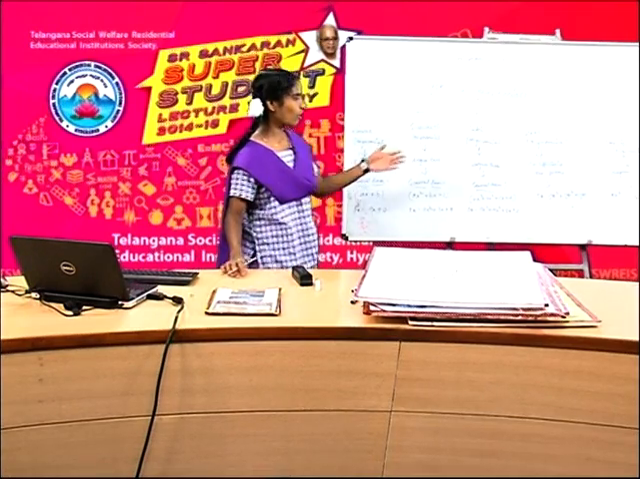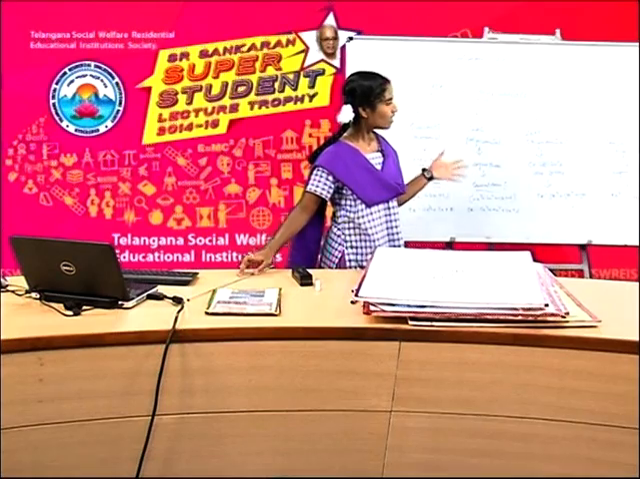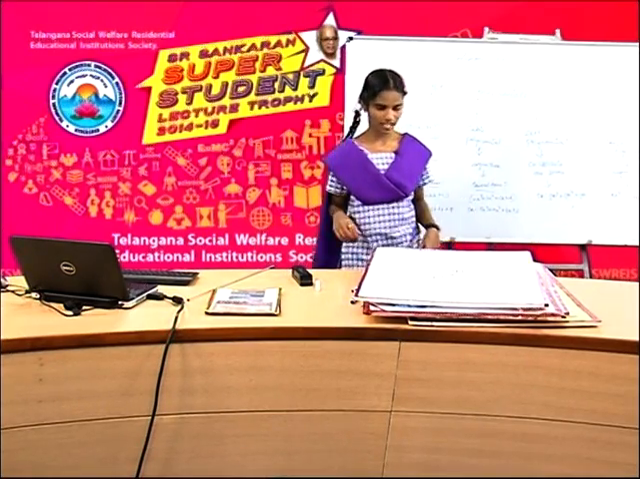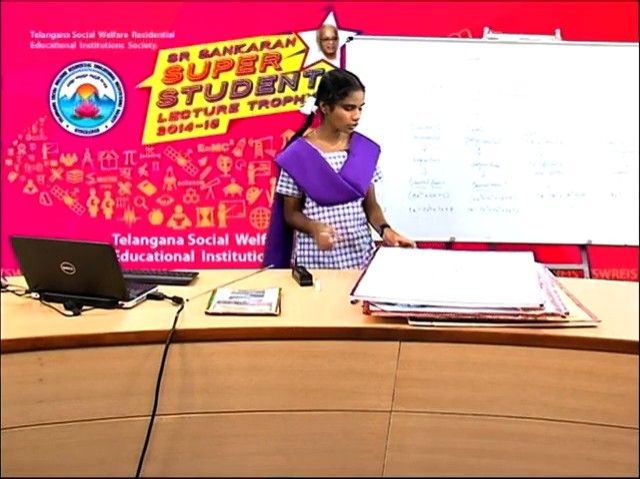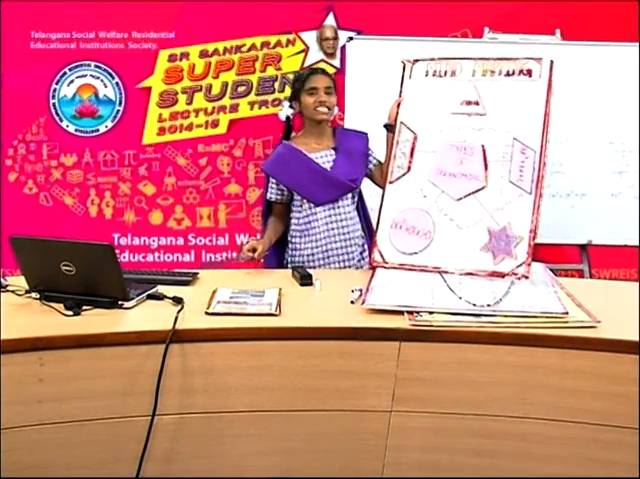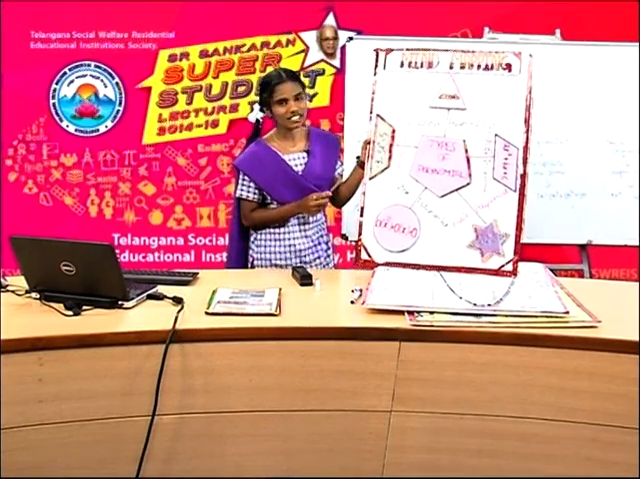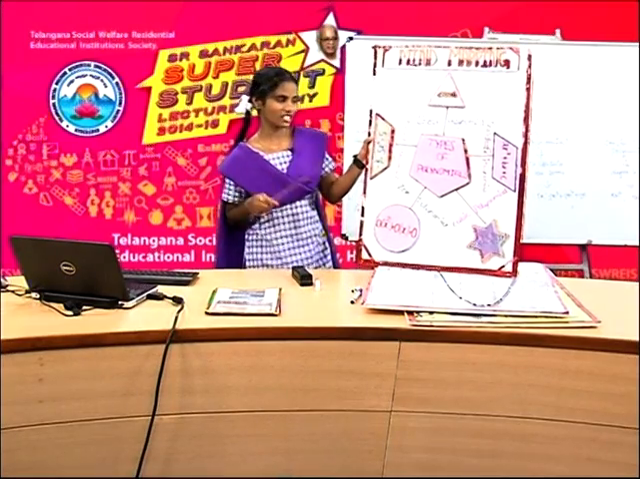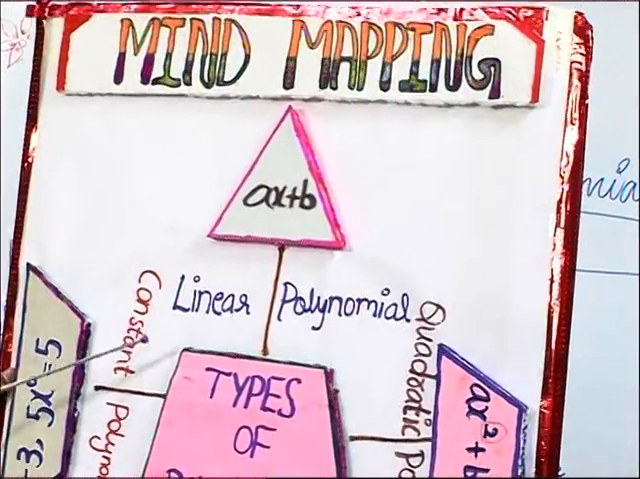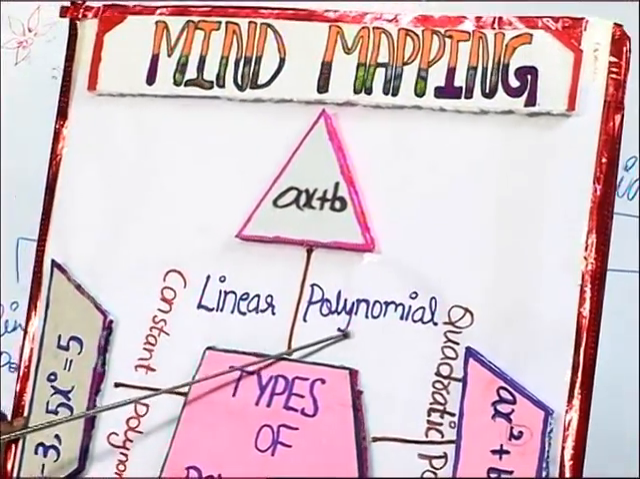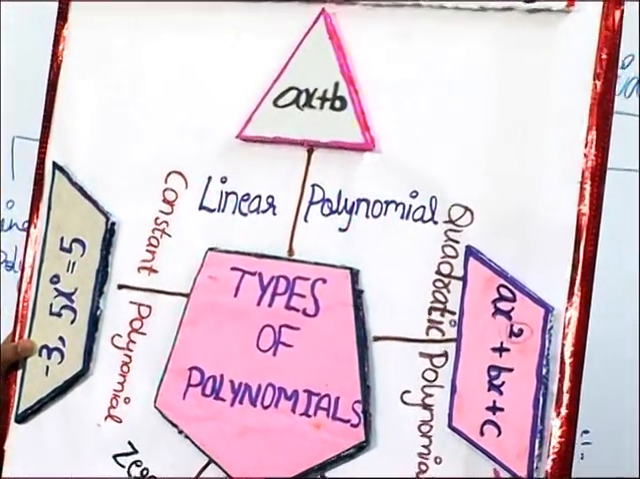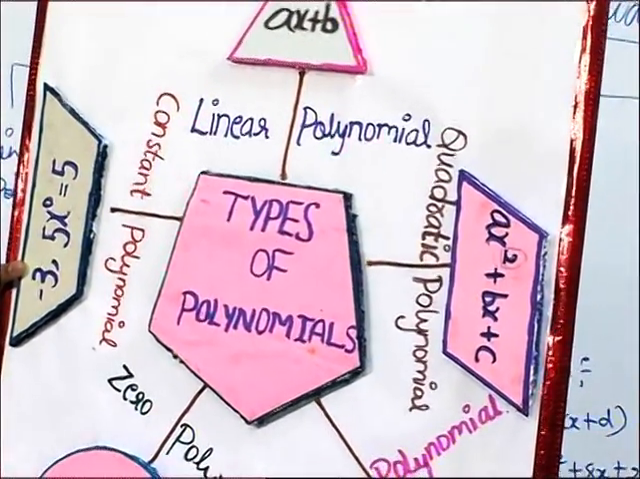Okay friends, a constant polynomial is a polynomial whose degree is 0. Friends, now I am going to show this chart. If you observe this chart, we have the types of polynomials: linear polynomial, quadratic polynomial, cubic polynomial, zero polynomial and constant polynomial.